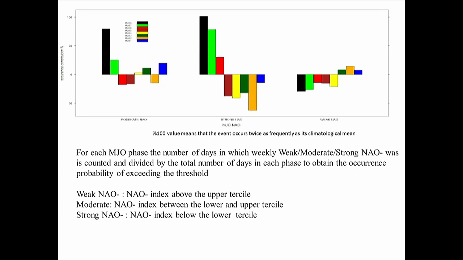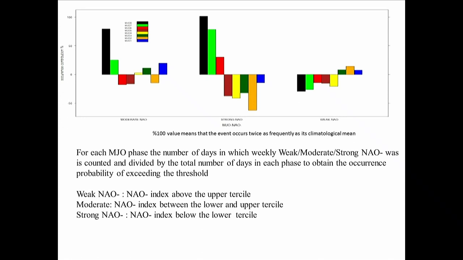Here is the outcome of the first statistics that we have done. So here, for each phase of MJO, the number of days with weak, moderate, strong negative NAO is counted and divided by the total number of days in each phase to obtain the occurrence probability of exceeding the threshold. Same as before for precipitation, we do it for the North Atlantic Oscillation in its negative phase. So the weak negative phase is where our index is above the upper tercile, moderate is between the lower and the upper tercile, and the strong one is when the negative NAO index is below the lower tercile.